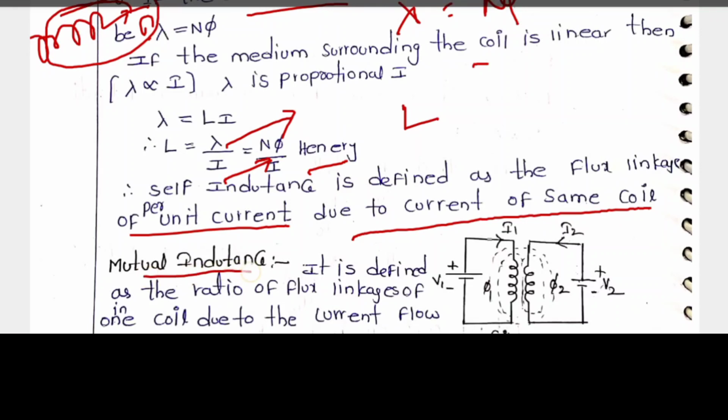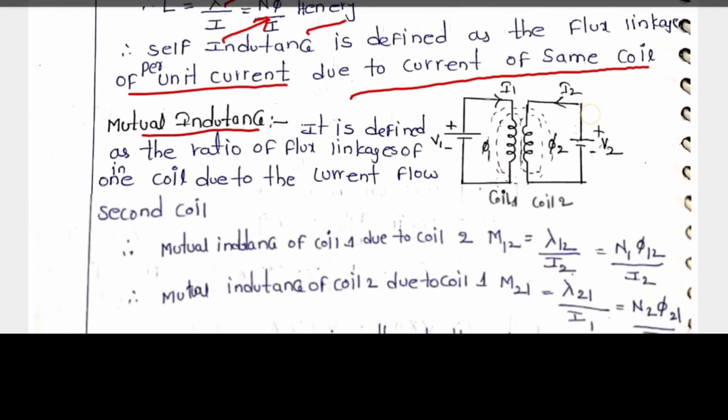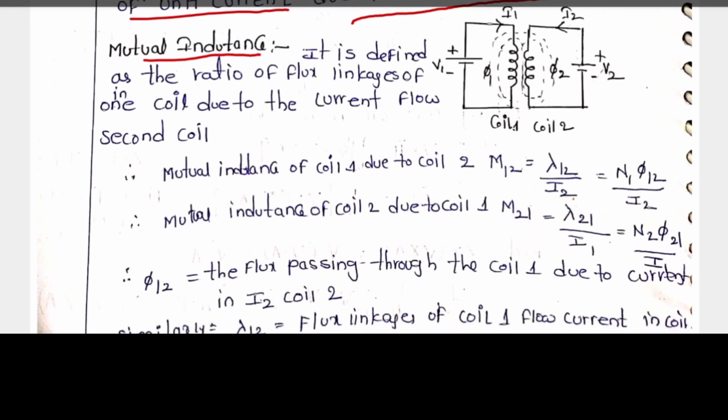Mutual inductance is due to the opposite coil's current. Current in one coil induces inductance in another coil, which is known as mutual inductance. What is mutual inductance? Already you studied it previously, but remember again. It is defined as the ratio of flux linkage in one coil due to current flowing in another coil.